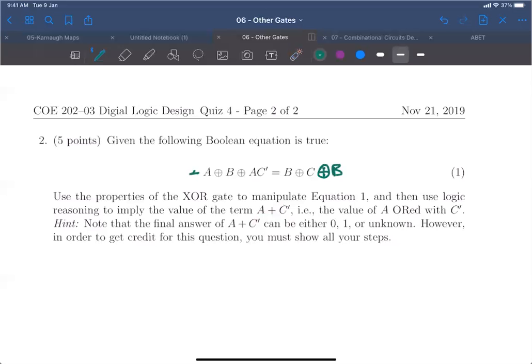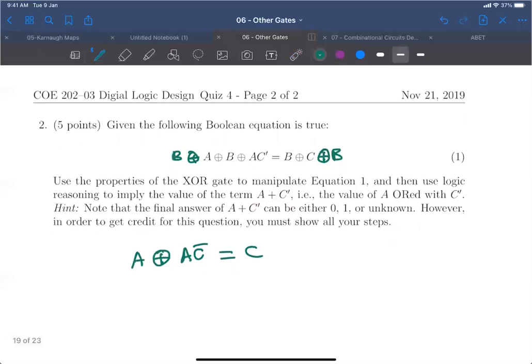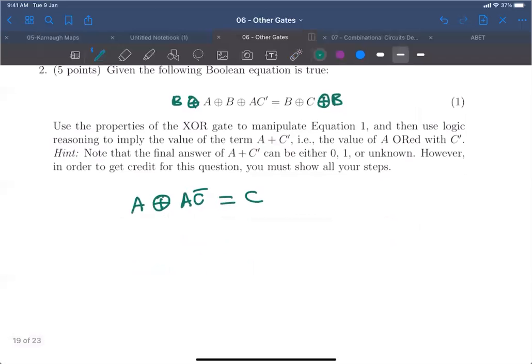to both sides so that the equation remains the same, right? And then we get this equation because the B now cancels. By associativity and commutativity, the B cancels. So we get A XORed with C complement is equal to C. That's it. You get that? Next. Who can suggest something here?